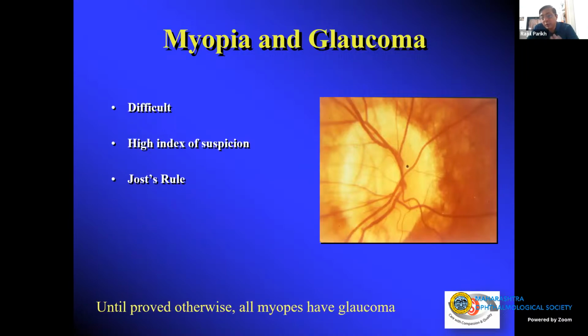If you ask George Jonas, he will say that all myopes are glaucoma unless proven otherwise. That means you have to have a very high index of suspicion, because the thinning and the notching are all masked by the very high peripapillary atrophy. So you have to be very careful in clinical examination. If you use a 2-mirror lens with a coupling fluid and the central lens, you will be able to differentiate the notch much better than with just the 60 or 78 diopter lens.